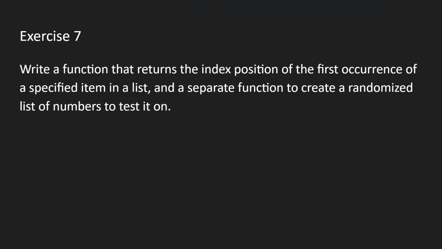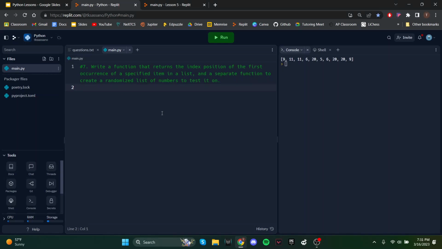Write a function that returns the index position of the first occurrence of a specified item in a list, and a separate function to create a randomized list of numbers to test it on. So let's call this getIndex, and for this we need two parameters, the list and the item we're looking for.